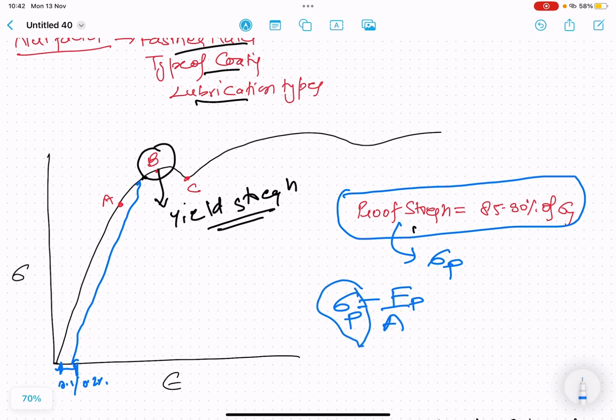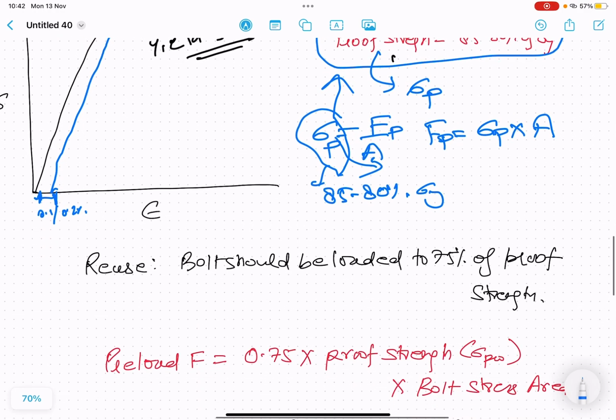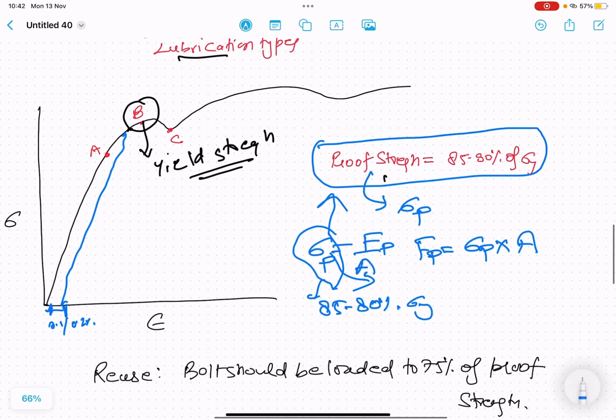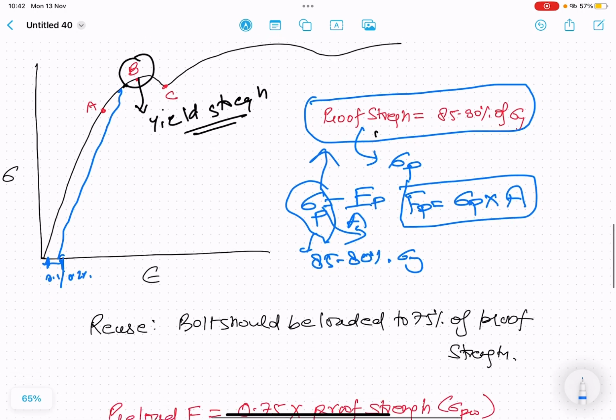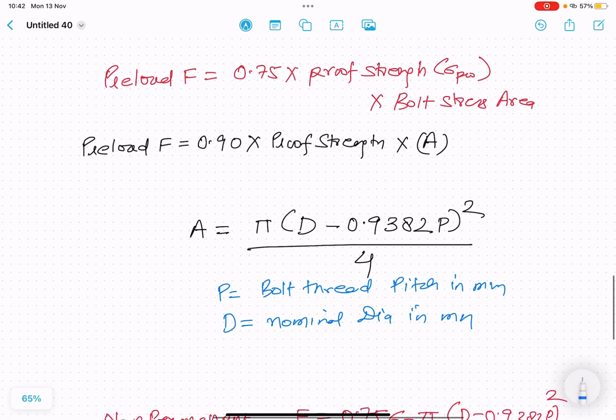You know this sigma p using this stress strain diagram. It is basically 0.85 to 0.80 of the yield strength, sigma y. Now you have to multiply this sigma p into A, and you will get Fp. So Fp is equal to sigma p into A. Now what is A? A is the area of the bolt that is under stress. So Fp is equal to sigma p into area, and this area is calculated using a formula.